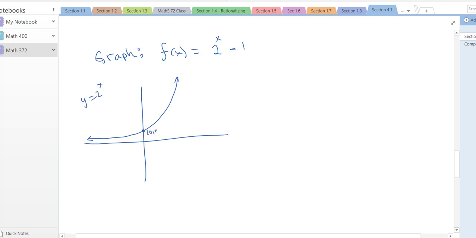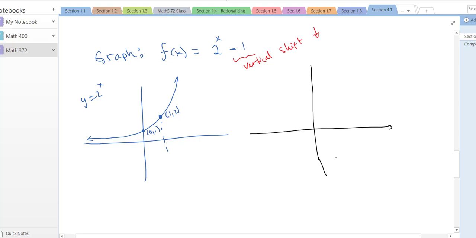My y-intercept is 0, 1, and when x is 1, that will be at the point 1, 2. So what will 2 to the x minus 1 look like? This would be the transformation, a vertical shift. Which way? This is a vertical shift down 1 unit. So when I graph this, I'm essentially going to take my 2 to the x, and everything is going to get shifted down 1 unit.